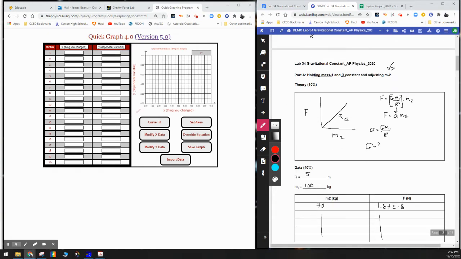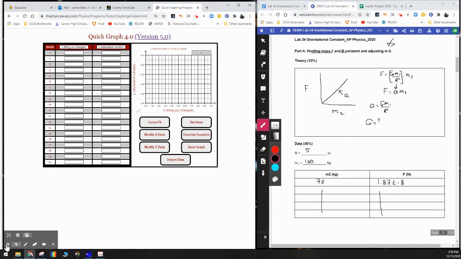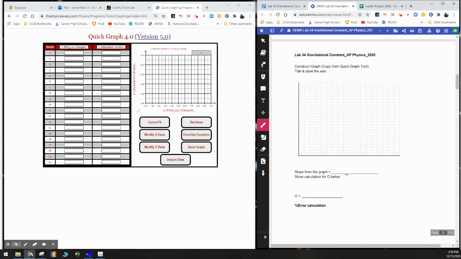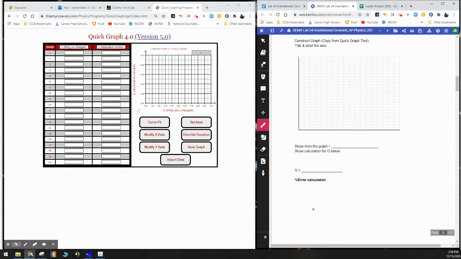All right, hit pause real quick. You're going to calculate from the graph. I want you to rewrite the graph here and make sure you label it with the appropriate units, and I want a title. Then find the slope from the graph, show your calculation of G, and then do your percent error. So that's going to be part A.